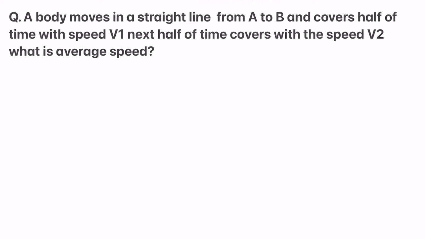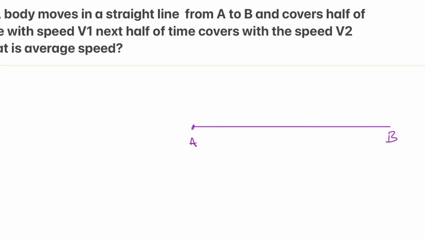A body moves in a straight line from A to B and covers half of the time with speed v1, the next half of the time with speed v2. What is the average speed? See here, the body moves in a straight line from A to B. Suppose from A to B it takes a total time t.